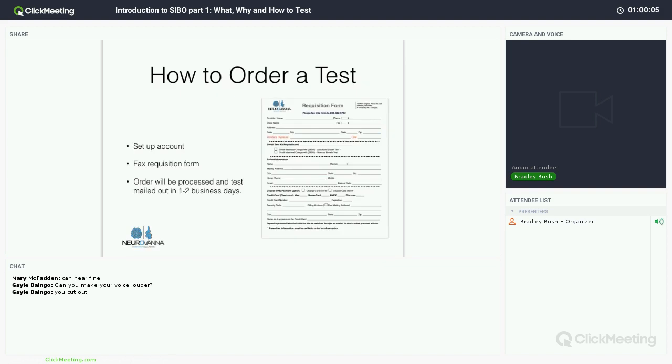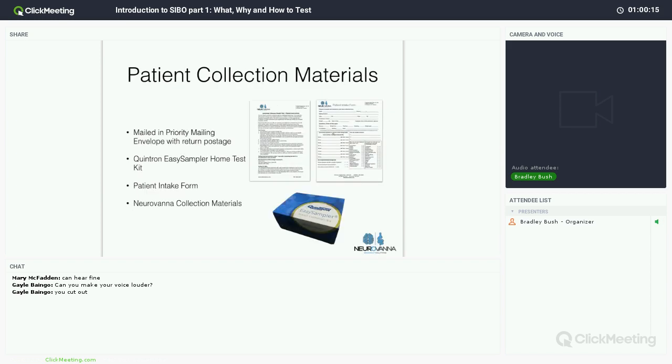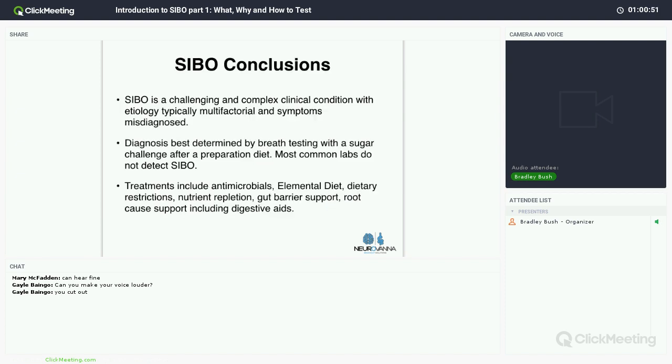The requisition form is easy to fill out. We will customize it for you, so there's less that you need to fill out. You'll just need to fill out what test to order and the patient's information. If we receive the requisition form before 2 p.m. Central Standard Time, it'll usually go out that same day. We do guarantee between 1 and 2 day mailing upon receiving the fax. For patient collection materials, we send them a nice letter, an overview of how to collect, and also a patient intake form so that we know whose test is coming back, and a little bit of background history on them, which helps us with interpretations.